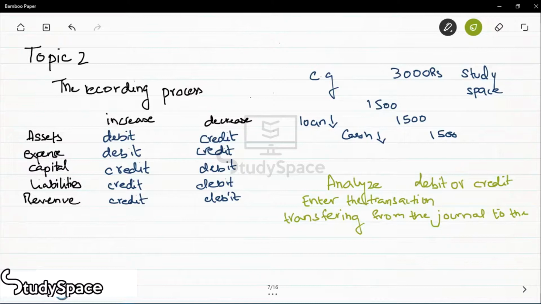Now, the reason for transferring it from a journal to a ledger is that a journal gives us a simple entry form like this, while a ledger would give us a more mathematical representation of our entries in order for us to calculate it more appropriately.